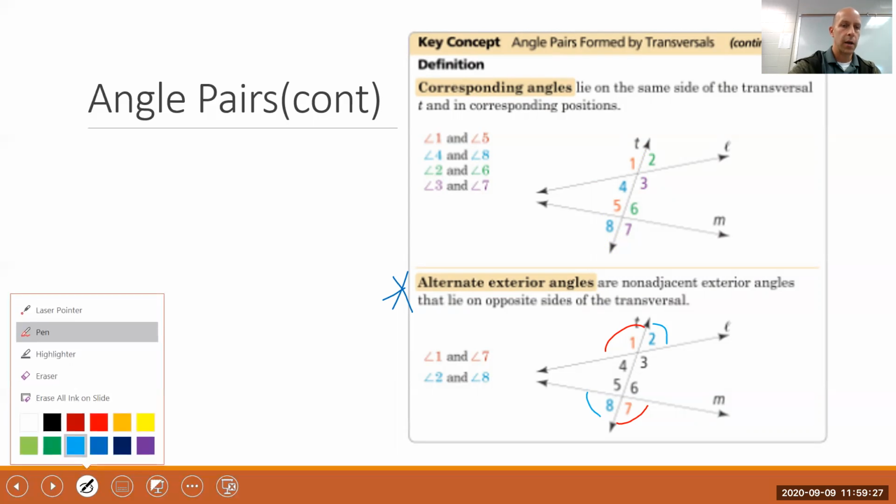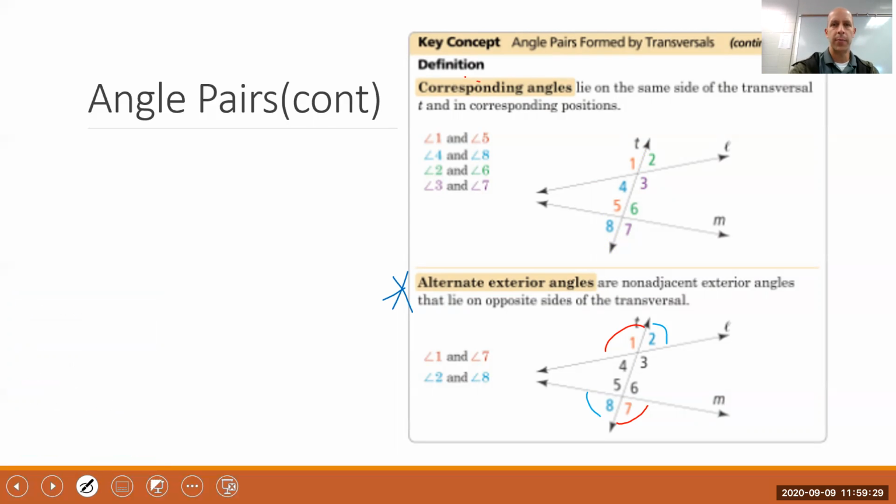And finally, corresponding angles. This one I think is probably the most intuitive. The way I like to think of corresponding angles is, imagine if I could pull line L right down on top of line M. If I could, which angles would match up? Well, I would hope you would think that angle 1 and angle 5 would match up. And here's the reason we call them corresponding.